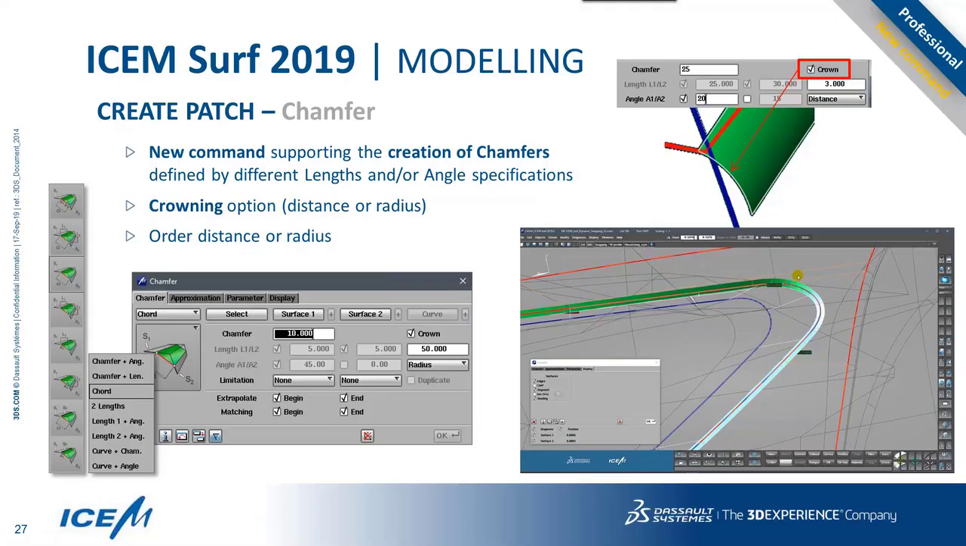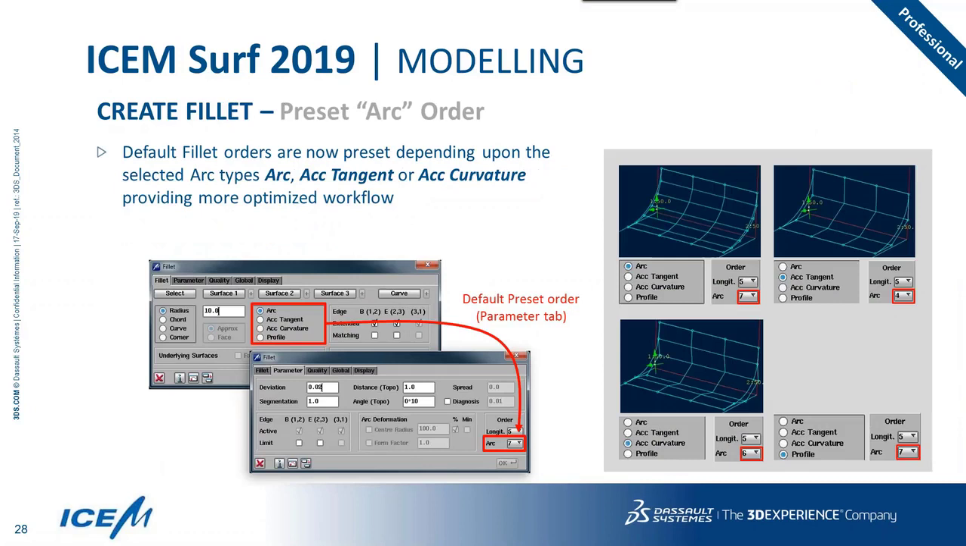Okay, moving on. Now here's one that I think has been a long time coming. When you wanted to make an arc fillet, it always seemed to default to the wrong order, right? So finally now, depending on the type of fillet you choose, be it arc, tangency, curvature, or profile, we've redefined what the default values are. Whenever you specify an arc fillet, it will automatically be 7. You don't need to change it anymore. This is a very sensible enhancement, certainly from my point of view.